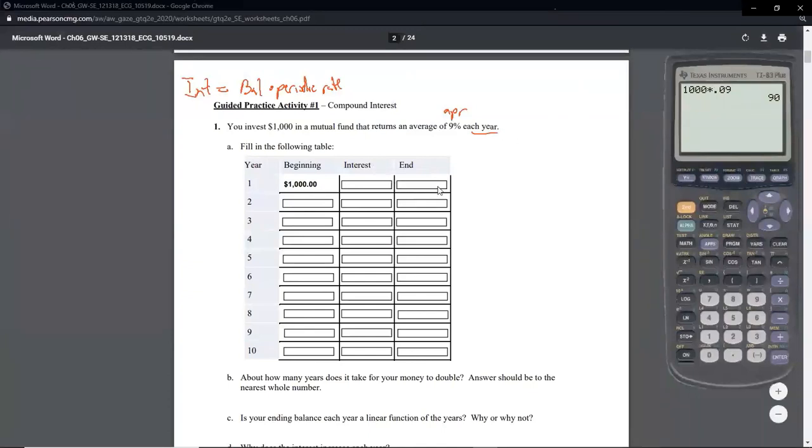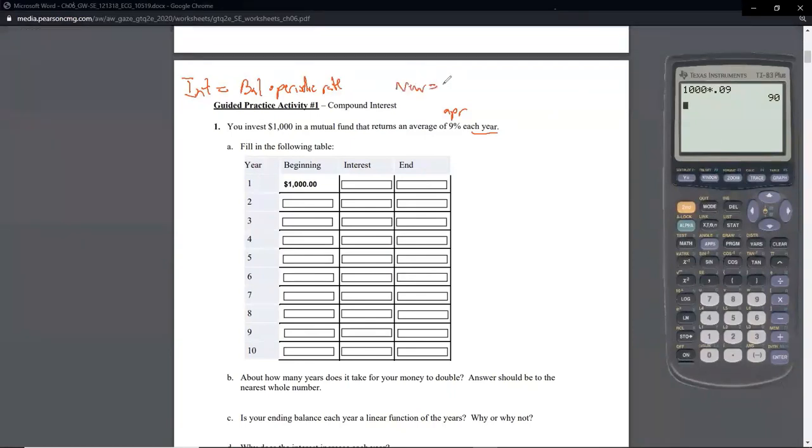And then the ending balance, the new balance, is always the sum of the previous balance and the interest. So the new balance is the old plus the interest. Now you might say, hold on, Mr. Beckner, you said the new balance is the old times the growth factor. Yes, both are true. That's two different approaches. What we've done is a two-step process here. We found the interest, then the ending balance.